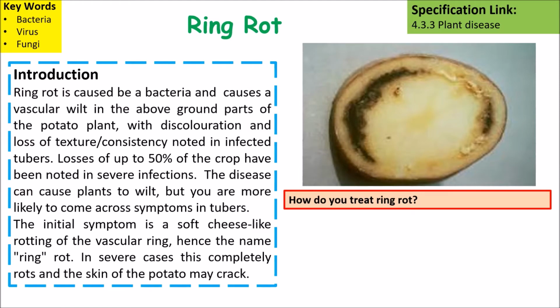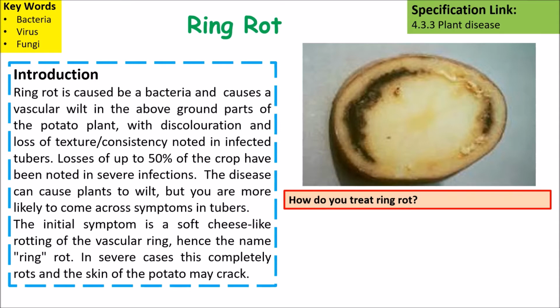So the first type of plant disease that we need to consider is ring rot. Ring rot is caused by bacteria that causes vascular wilt above the ground of potato plants primarily, and this causes loss of texture and consistency, and causes them to go all mushy. Loss of up to 50% of the crop can be noted in severe infections. The disease can cause plants to wilt, but is more likely to come across in tubers. Tubers are the parts that grow around. The initial symptom is a soft cheese-like rotting of the vascular ring, hence the name ring rot.